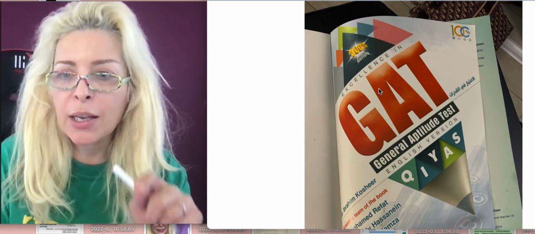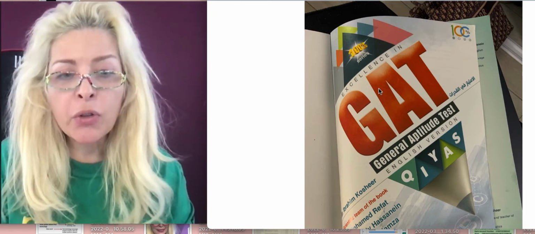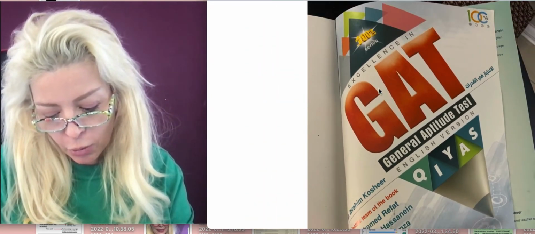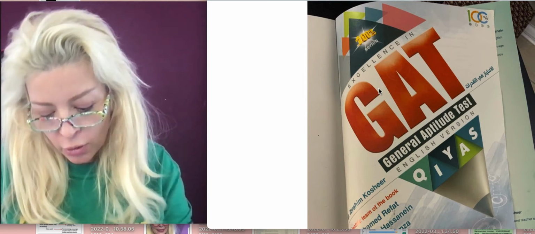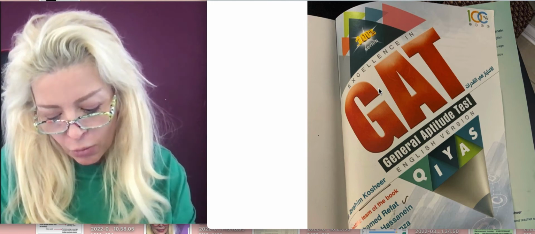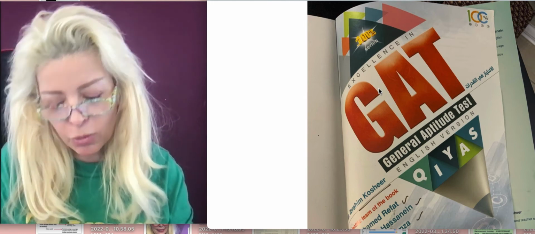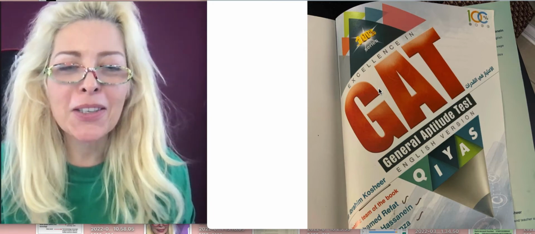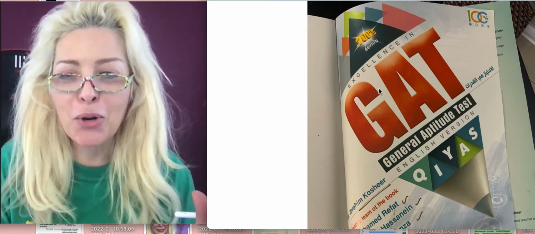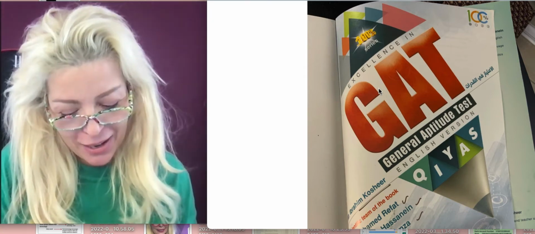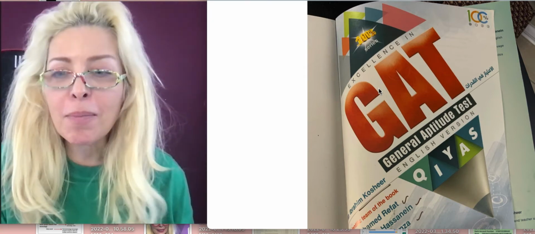I'm going to be doing this GAT book. So this is the GAT book that I'll be using. It is written by Ibrahim Koshir, and with his scientific team, Mohammed Rafat, Hamdi Hassanain, and Mustafa Hamza. Thank you, shukran, gentlemen, for giving us such a nice book. It's an amazing book, and I'll be doing the GAT here in my channel.